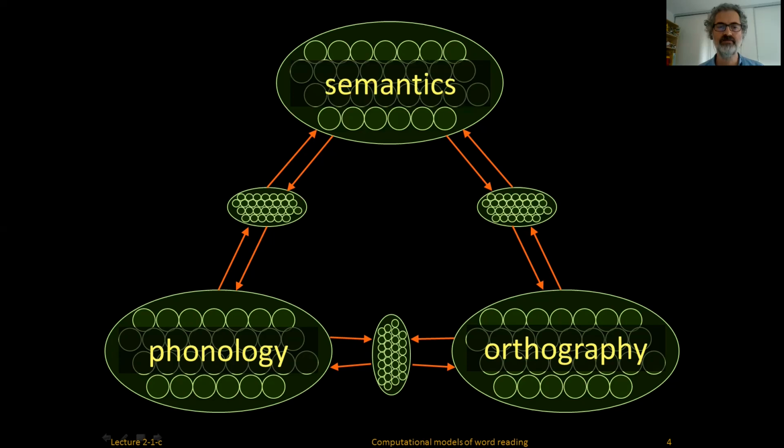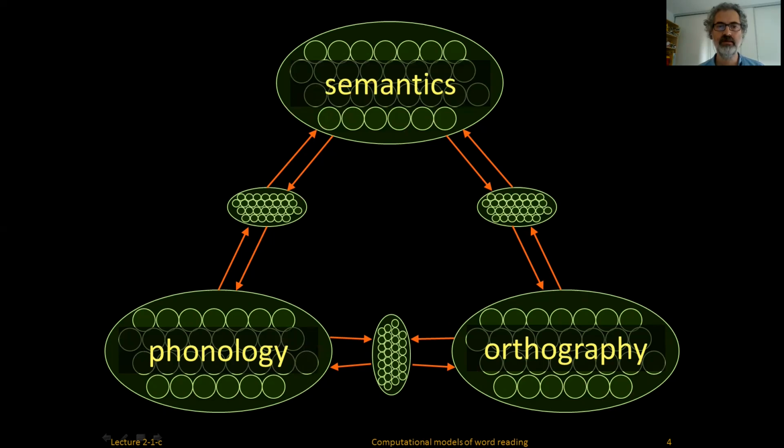And so this kind of network starts off with an orthographic pattern of activation here based on incoming letters and reaches a state of equilibrium in which a corresponding phonological form and meaning have been activated. So this is a very different way to conceptualize how words are recognized.